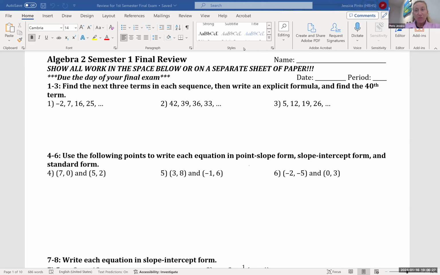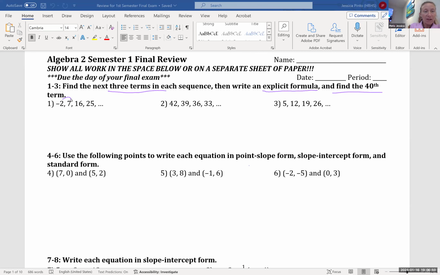I want to do the problems that are new to the review from last year, and that's going to include all of these, pretty much this first page and a few others. So looking at number 1, let's just get started right away. It says find the next 3 terms, and then write an explicit formula and find the 40th term. So let's do some work.